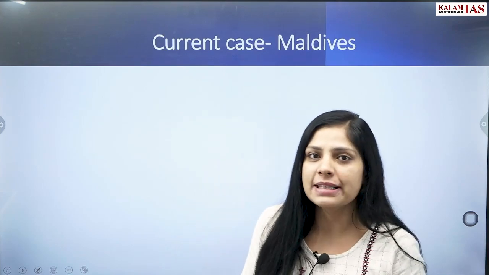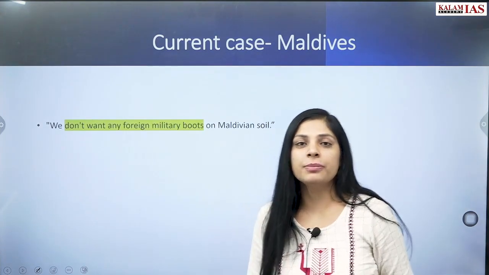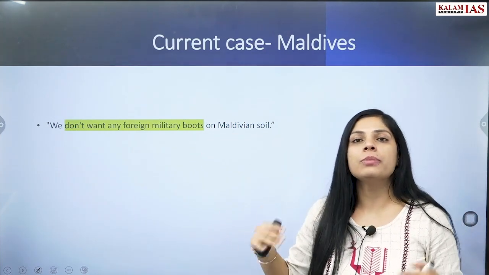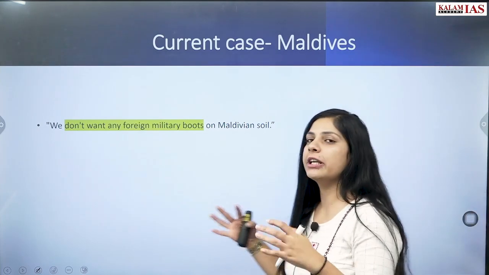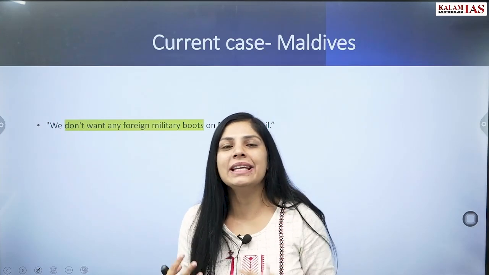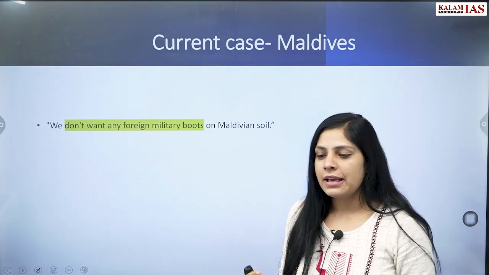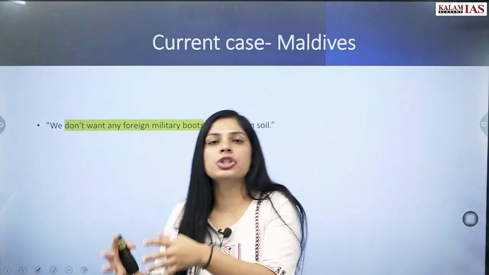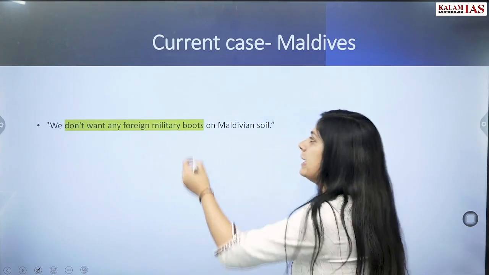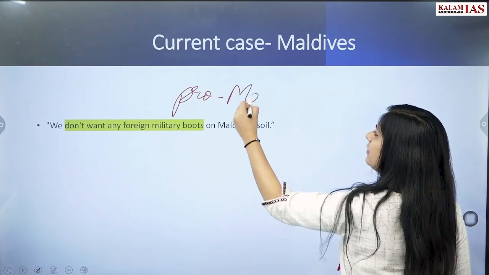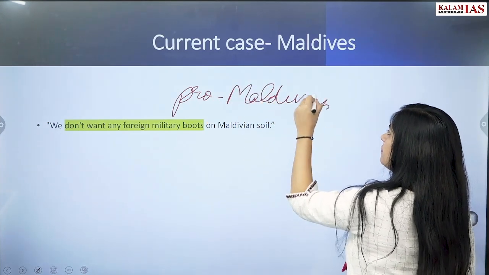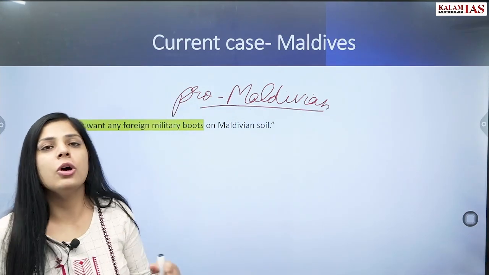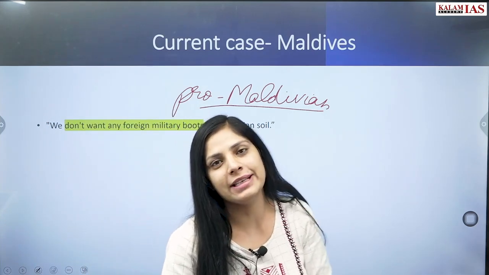So when the elections took place, President Mohammad Muizzu, he had made this statement that we don't want any foreign military boots on Maldivian soil. So this was particularly against the foreign interference on Maldives territory. He also said, as he is viewed as a pro-China leader, that neither is he pro-China nor is he pro-India. He is a pro-Maldivian leader. So initially his demands were centered around the foreign occupation or the foreign interference on his territory.